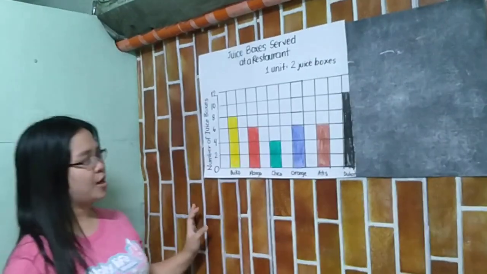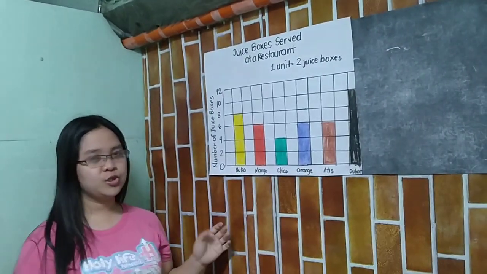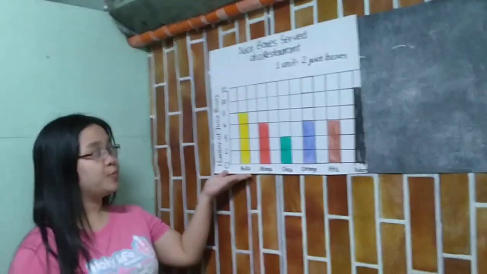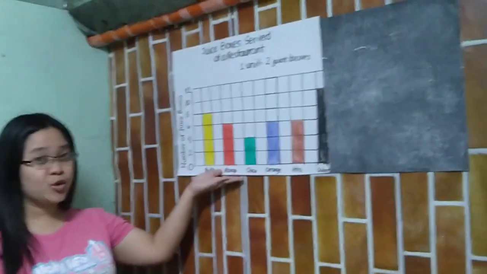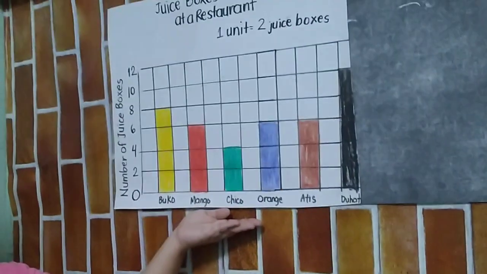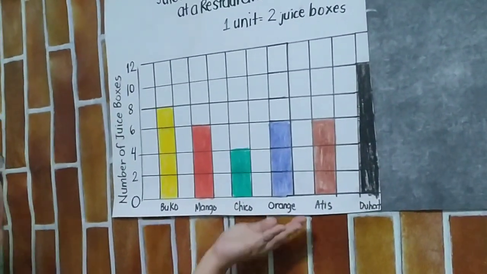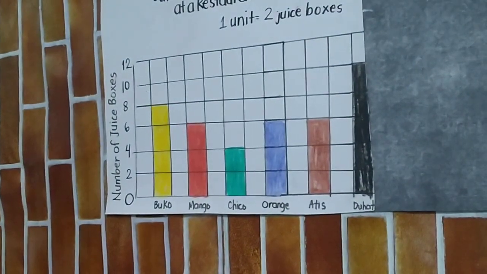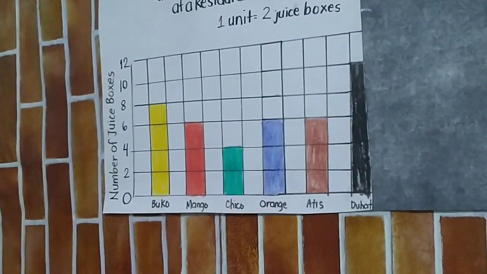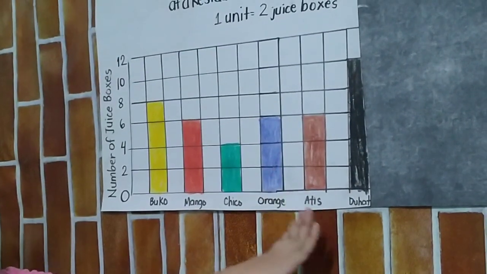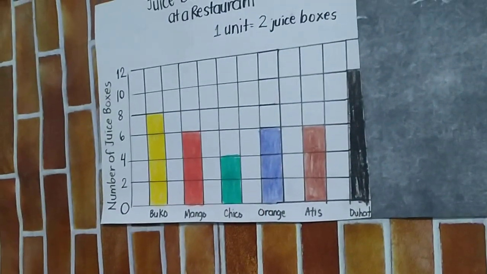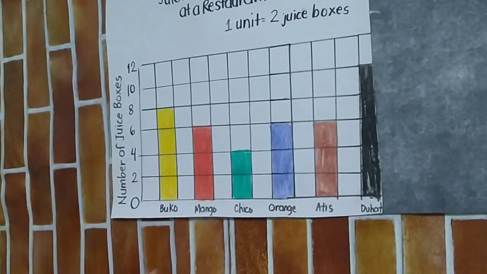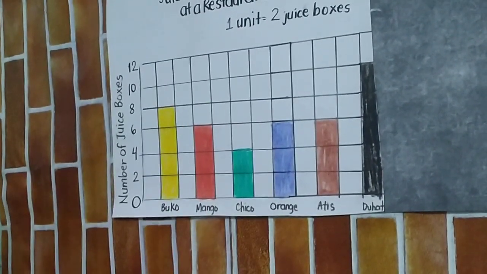Upon looking at this bar graph, which juice do you think served the most? Is it the buko juice, the mango juice, the chico juice, the orange, the atis, or the duhat? Which juice is being served the most? Yes, it's the duhat juice. How about the juice that is being served the least? We have the chico juice.